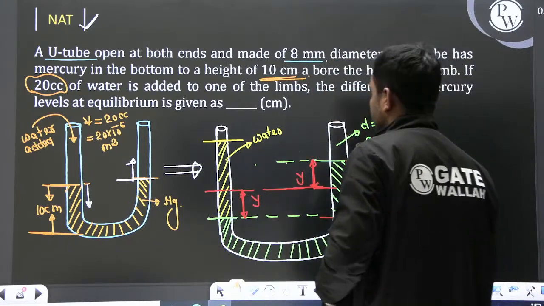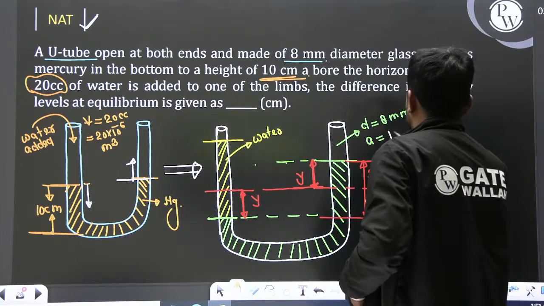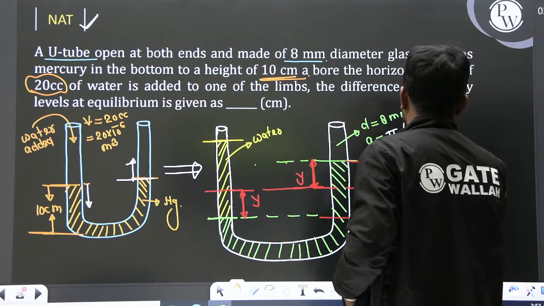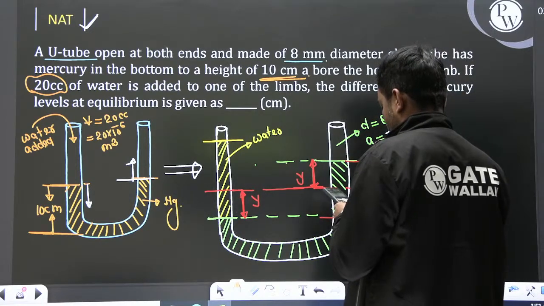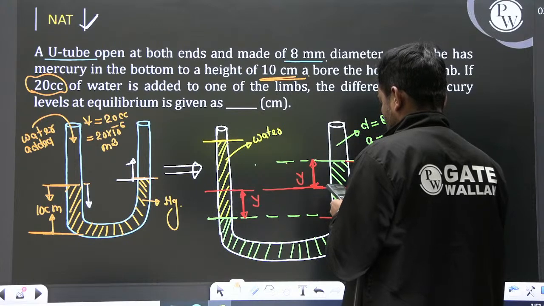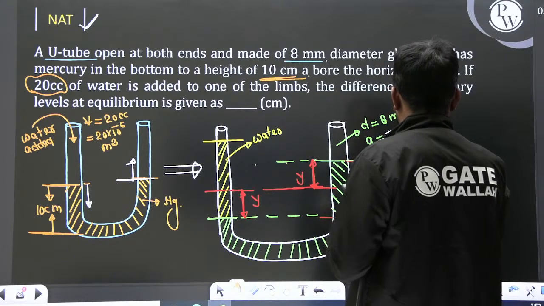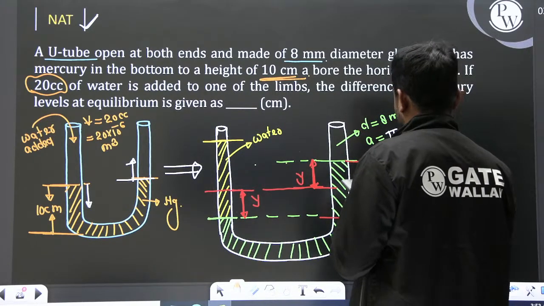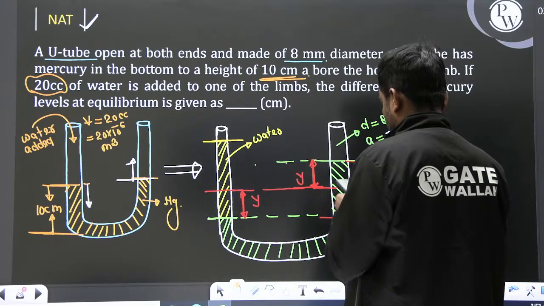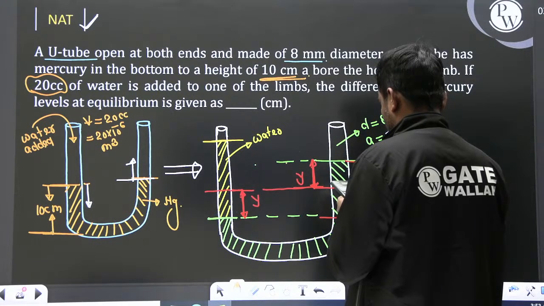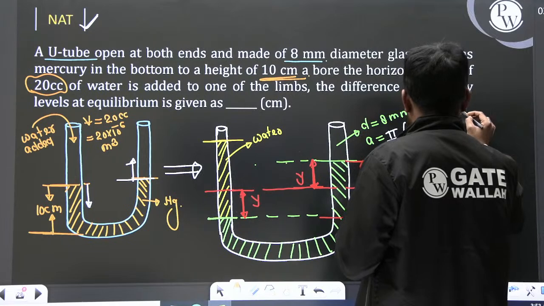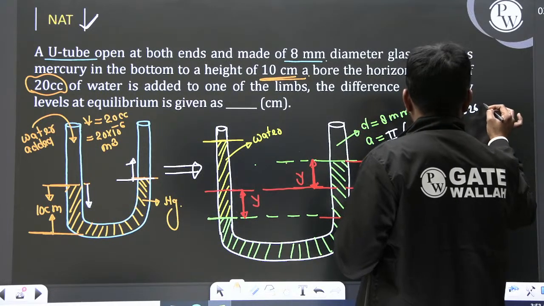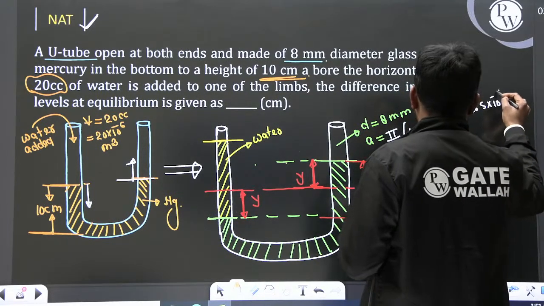So what will happen? Area is pi by 4 times (0.08, that is 8 divided by 1000) squared. The square of this multiplied by pi, and multiplied, sorry, not multiplied by 4. So the area should be 5.0265 into 10 raised to the power minus 5.